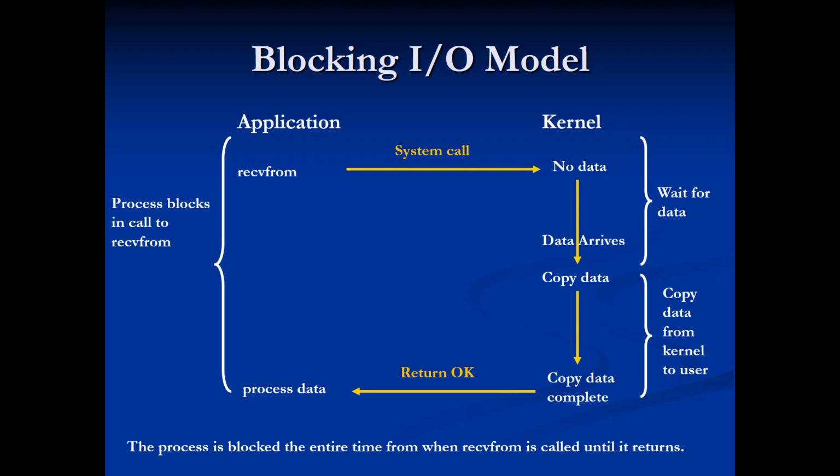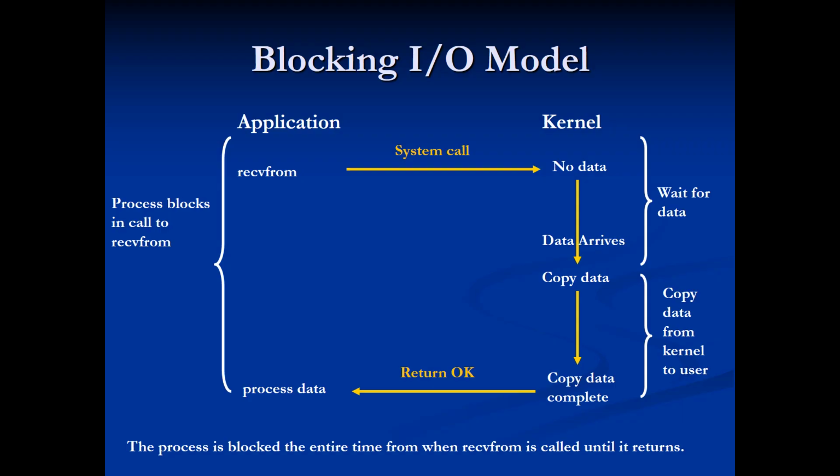But notice at the top right here that there's no data at the kernel waiting for this particular application doing the receive from call. No data has arrived from the network, from the network interface card, and so there's nothing to do. Now this function call is going to be blocking. It's going to wait for the data to arrive. So at some time later, data arrives, and at that point the second phase can go through. Now the data can be copied from the kernel to the application.